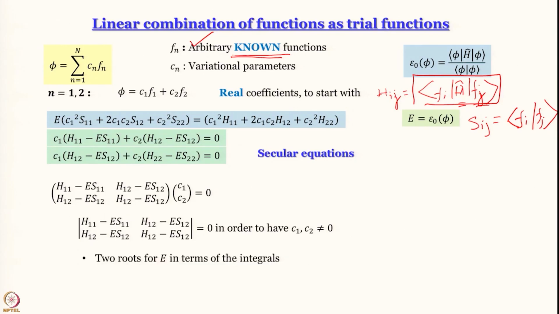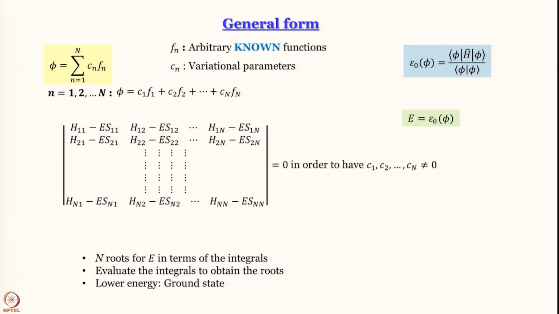They will be in terms of the integrals. If I can find values for the integrals, which we will for particle in a box, then we will get 2 roots as particular numbers or defined quantities. Then we can evaluate the integrals, as I said. Out of these 2 roots, the one which has a lower energy corresponds to the ground state energy, that is all. And this is the general form.